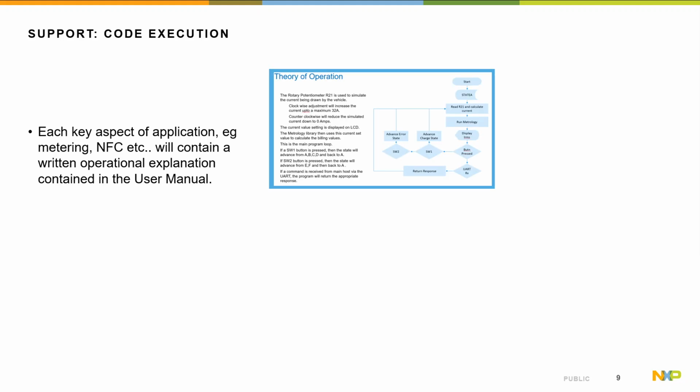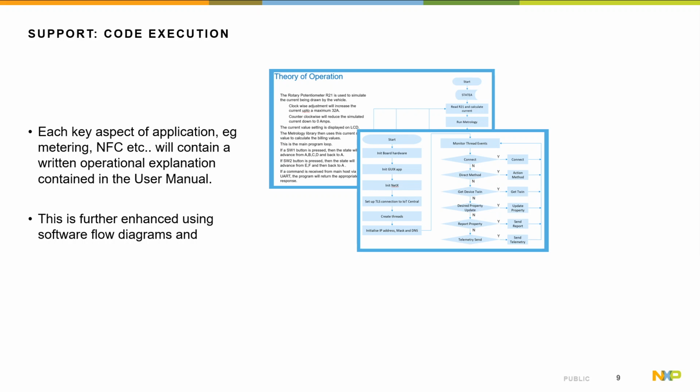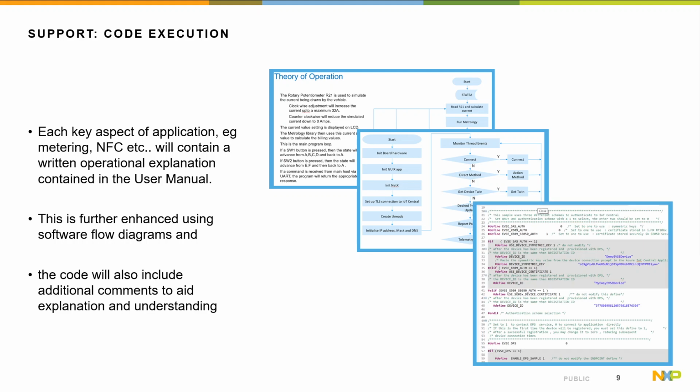Okay, so from a code execution perspective, and this is really diving into the user manual, each key aspect of the application, for example, the metrology or the metering, NFC, will also contain a written operational explanation, and that's contained within the user manual. That will further be enhanced using software flow diagrams. And indeed, when you look inside the code, you'll also see that we've included some additional comments, and that really should aid the further explanation and understanding.